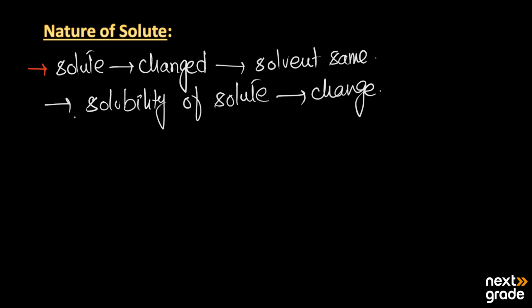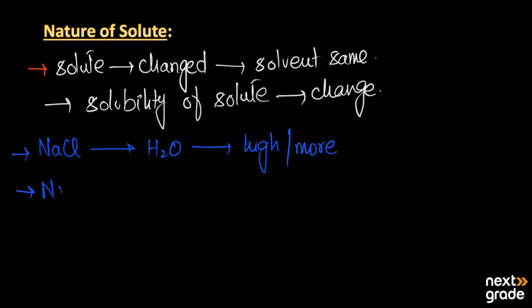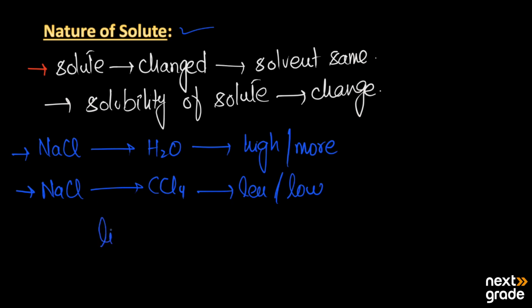Because if we keep NaCl and dissolve it in water, the solubility will be high. But on the other hand, with the same solute, if we change the solvent from water to carbon tetrachloride, CCl4, the solubility will be low. So solubility depends upon the nature of the solute as well. We have to look at the general formula, like dissolves like, when we talk about the solubility of different substances.